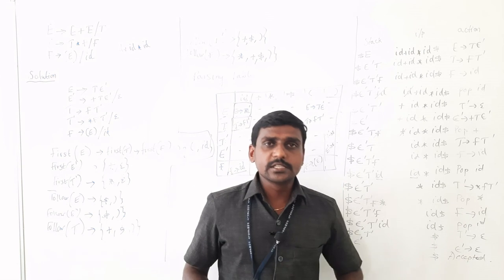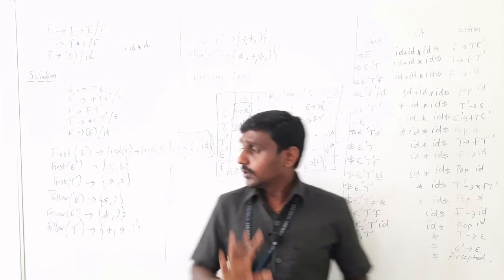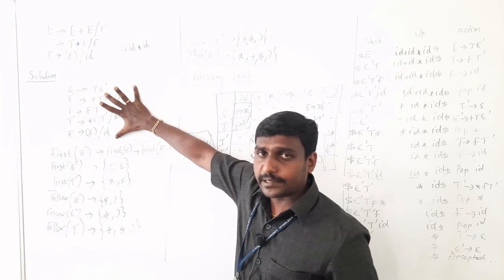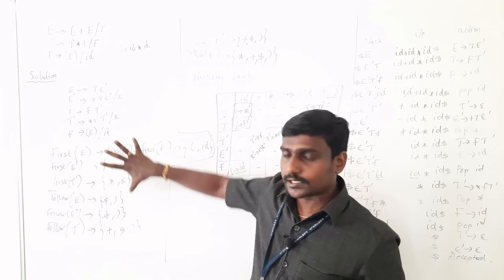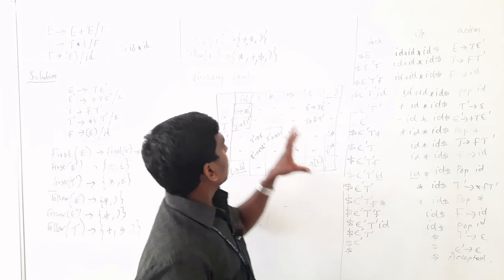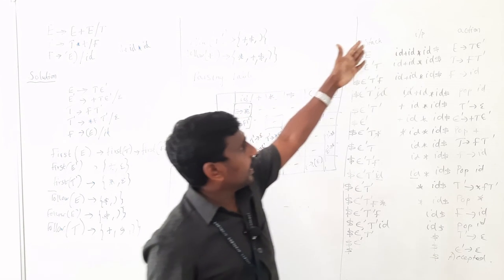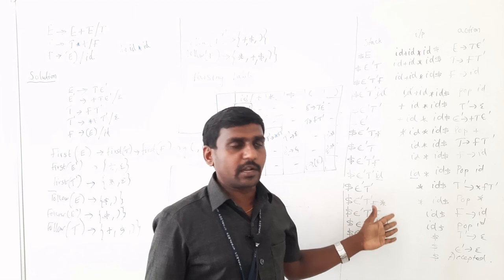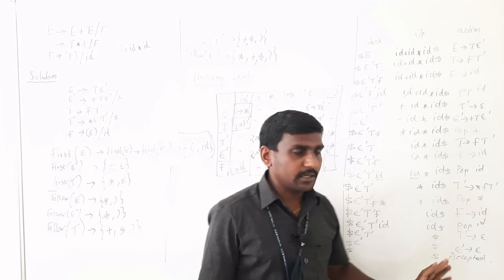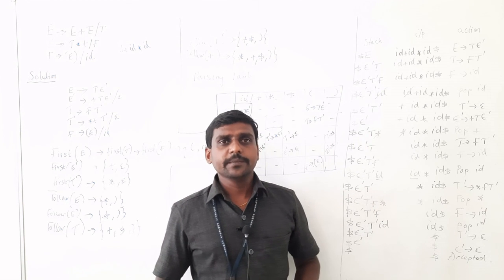Clear? So this is the way to construct a parsing table. First step, we have to eliminate left recursion by rewriting the grammar, then find first, find follow, construct the parsing table, and do the stack implementation using the behavior of the parser. Finally dollar, the string is accepted. Okay, thank you.